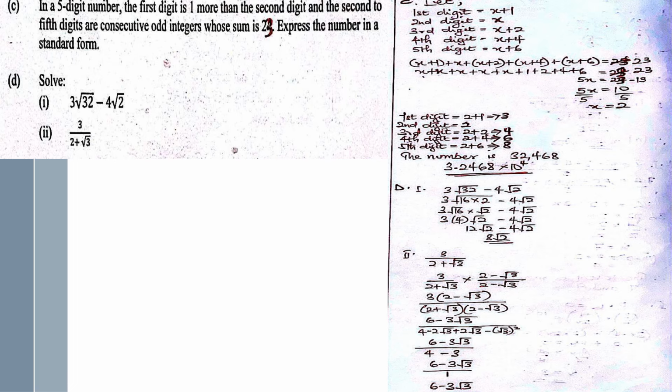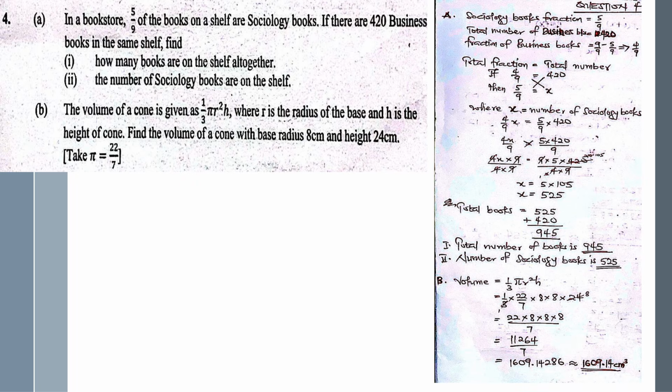And for di and ii, they are sets. You simplify them. For the second one, this is rationalization. You rationalize it and make the operation negative, and then you have 6 minus 3 root 3. So you can kindly pause, try them, compare with what we have here, and then you are good to go.